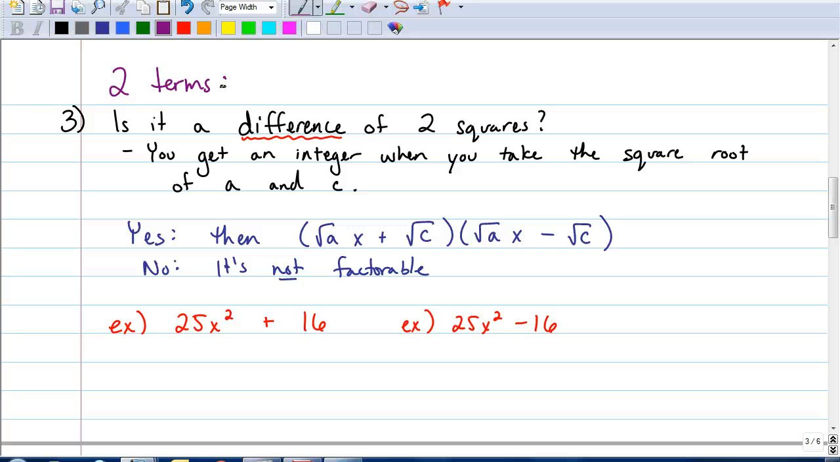So let's look. If it's a difference of 2 squares, what does that mean? It means that you get an integer when you take the square root of the a value and the c value. And it's got to be a difference. We have to be subtracting. So if your answer is yes, then we're going to write the square root of ax plus the square root of c, times the square root of ax minus the square root of c.